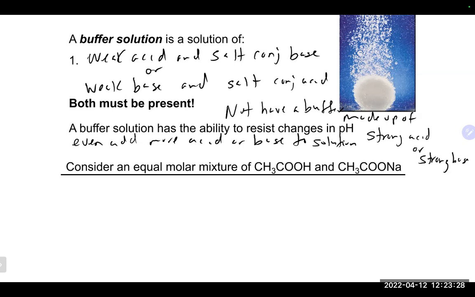Same thing if you took that same buffer to start at a pH of 4 and you added base to it, it will go up a little bit. You know, maybe it goes to 4.1, 4.2, but it will not go from a pH of 4 to a pH of 10. So buffers are able to, if they are made correctly, resist really big changes in pH when you add acid or base to it. Any questions on that there?